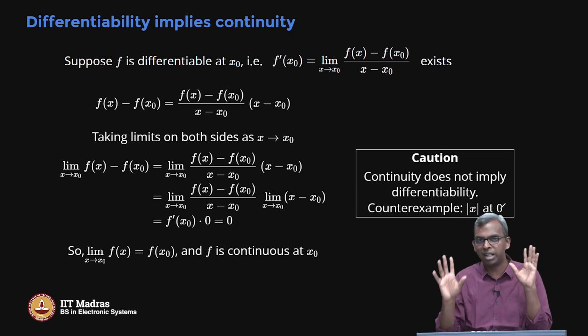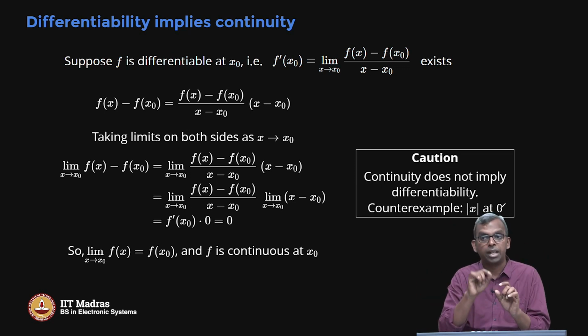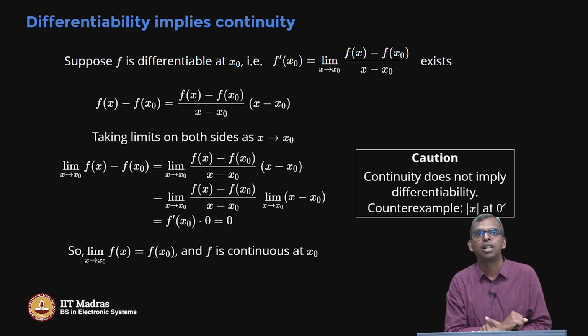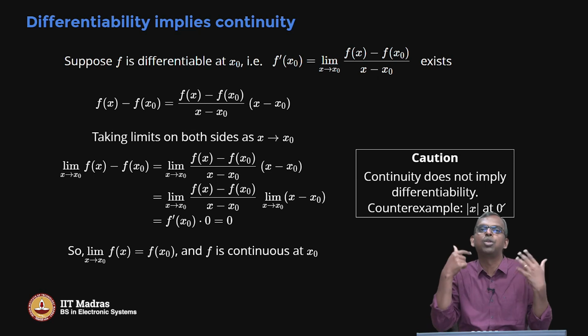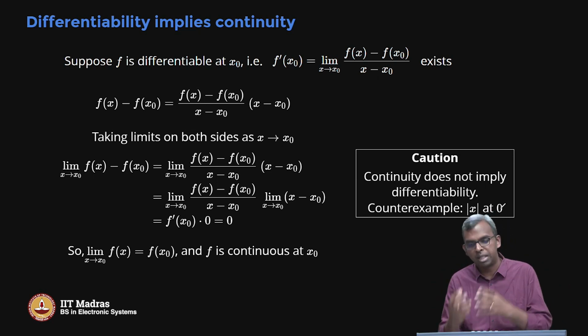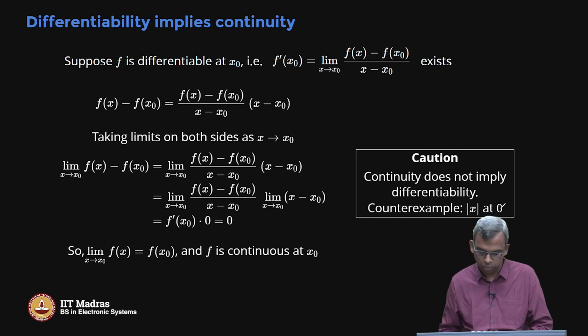It cannot go off to infinity here or there. It cannot have a jump, and it cannot even have a sharp corner. It has to have a smoother behavior. So differentiability is one level of smoothness higher than continuity in some sense. Differentiability implies continuity. The other way around is not true.